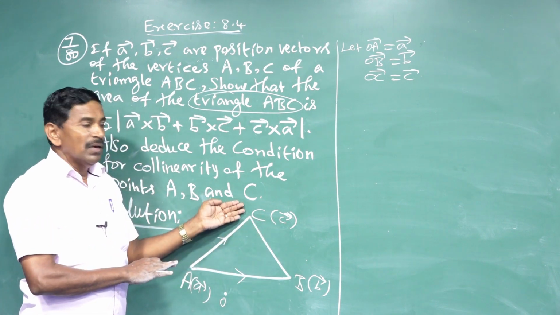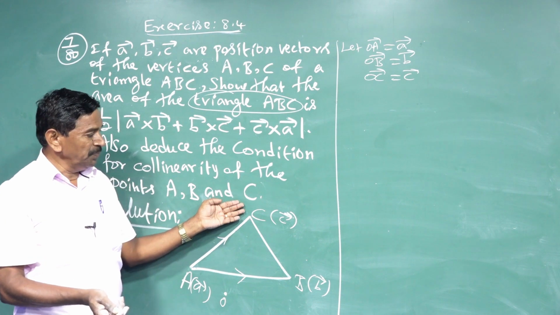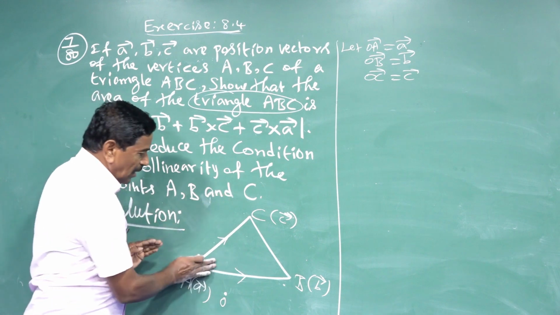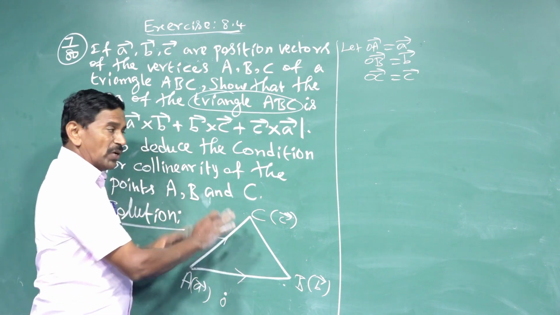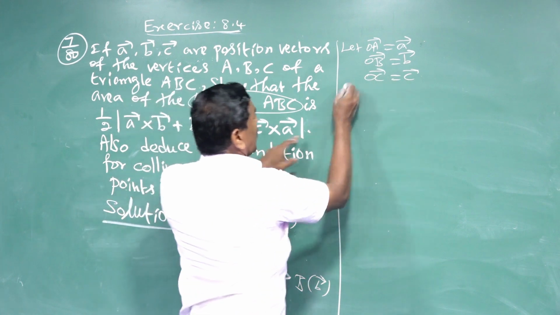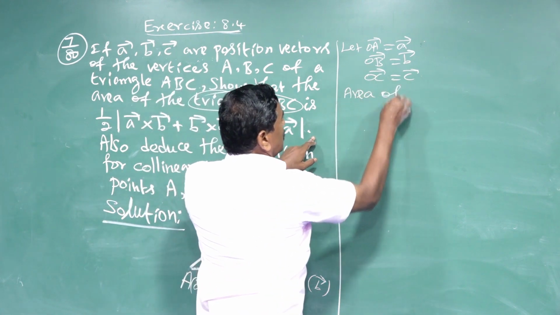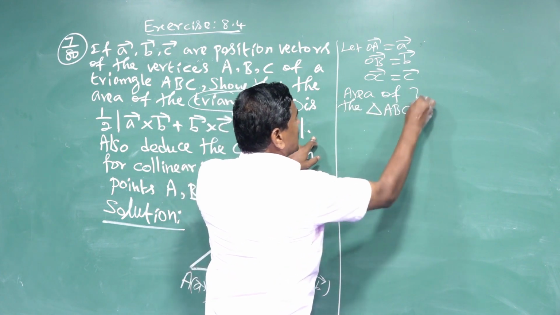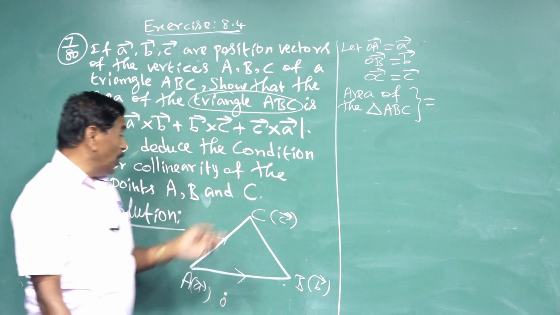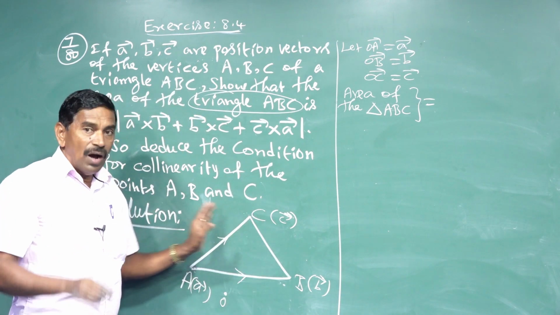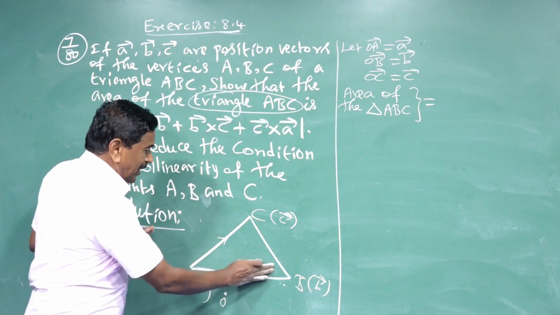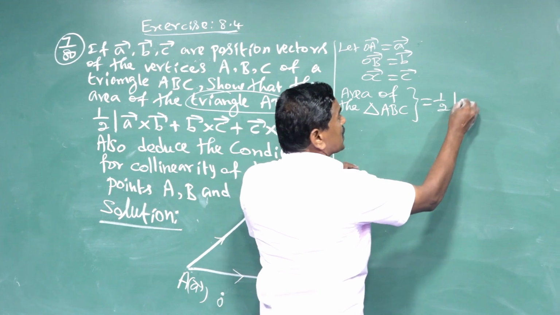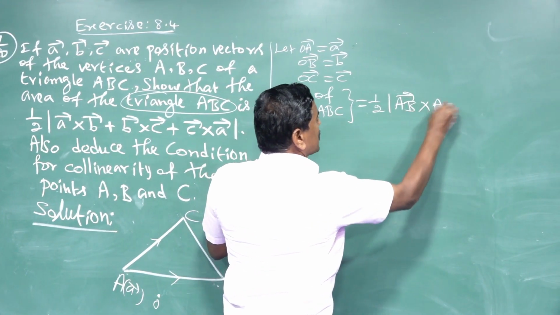Which is very simple. So let us write the formula directly. Area of the triangle ABC is equal to half into modulus of vector AB cross vector AC. That's all.